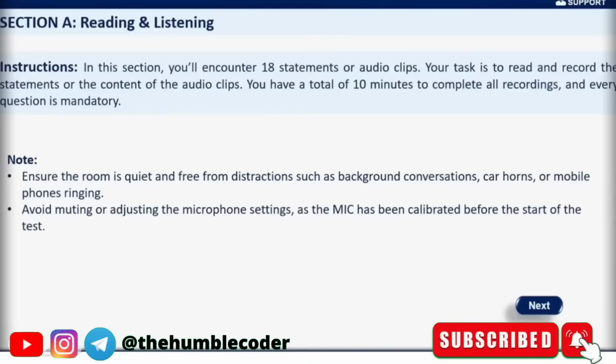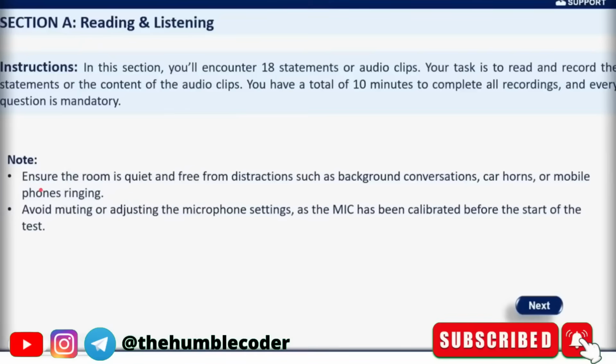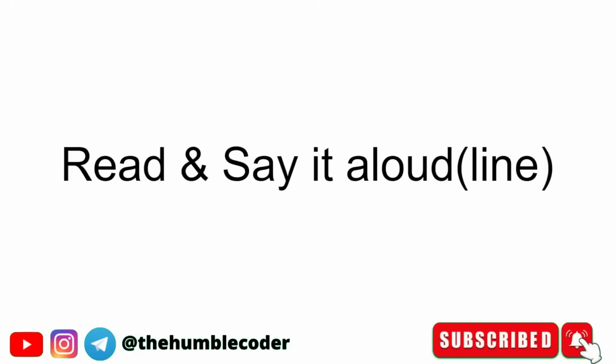So let's see the instructions for the first set of questions. In this section, you will encounter 18 statements or audio clips. Your task is to read and record the statements or the content of the audio clips. You have a total of 10 minutes to complete all the recordings, and every question is mandatory. Okay, so there are some notes. Ensure that the room is quiet and free from distractions such as background conversations, car horns, or mobile phones ringing. Avoid muting or adjusting the microphone settings, as the mic has been calibrated before the start of the test. Okay, let's click on next and move forward.